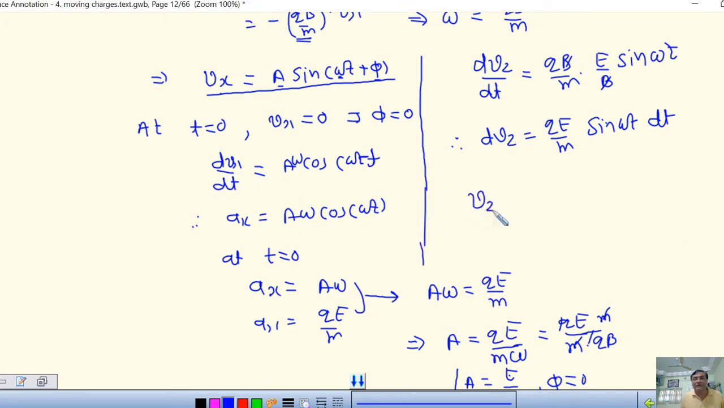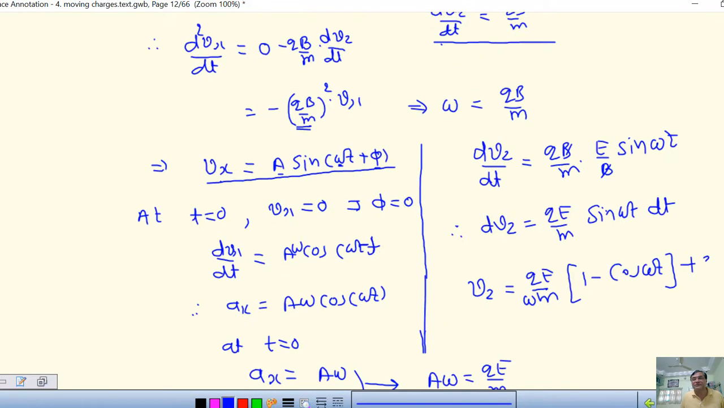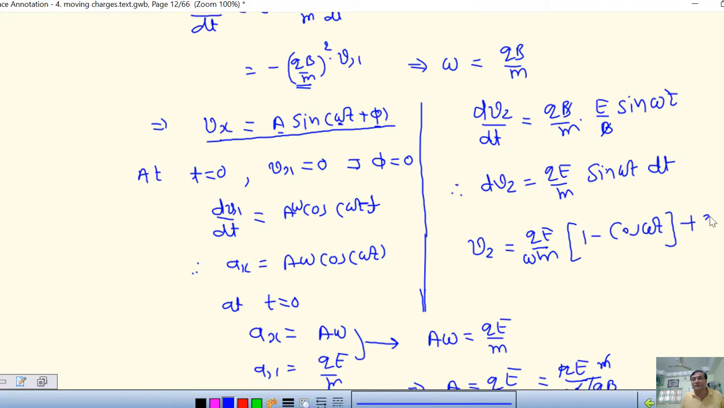So writing vz directly, it will be qe upon m omega. The integration of sin is minus cos, and applying the upper and lower limits, I get 1 minus cos omega t. With omega in the denominator, as we did earlier, I am not spending time on that. So this is vz, this is the fourth equation I am getting.